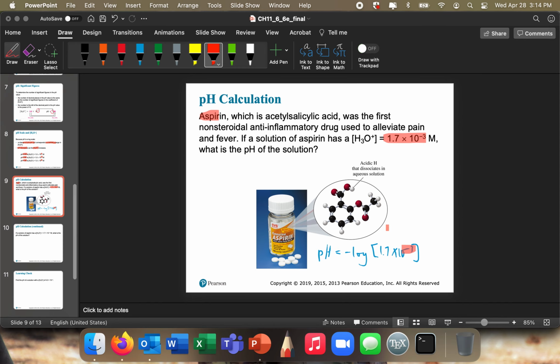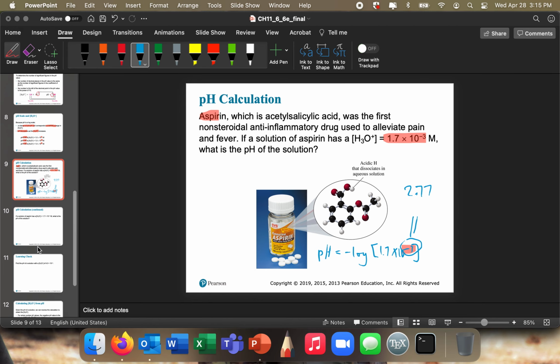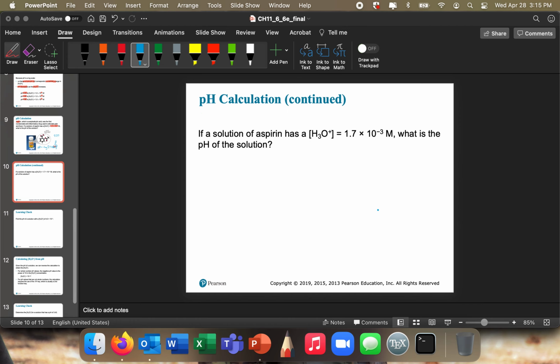Here goes. Negative log of 1.7 times 10 to the minus 3. It's not trivial getting this in your calculator, I know, but you do need to do that. And as I said, it's going to be close to 3. It turns out it is 2.77. So it's close to 3. Very good. So let's do another calculation. Oh, I just did that one. 2.77.